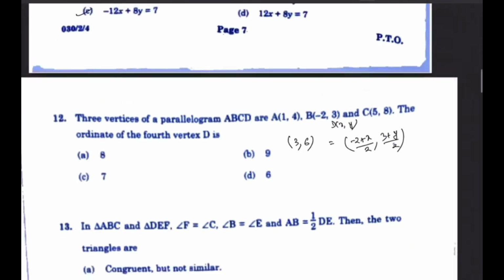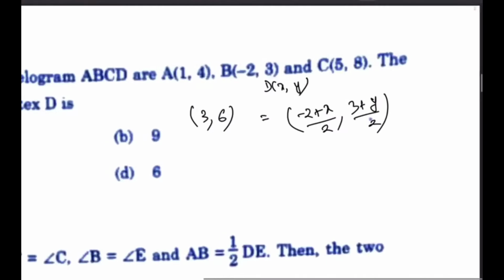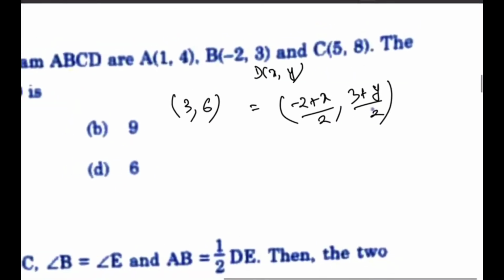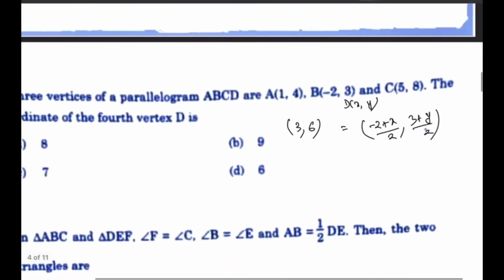We are looking for the ordinate, so we want the y coordinate. Basically (3 plus y) by 2 has to be 6, so 3 plus y has to be 12, y has to be 9.